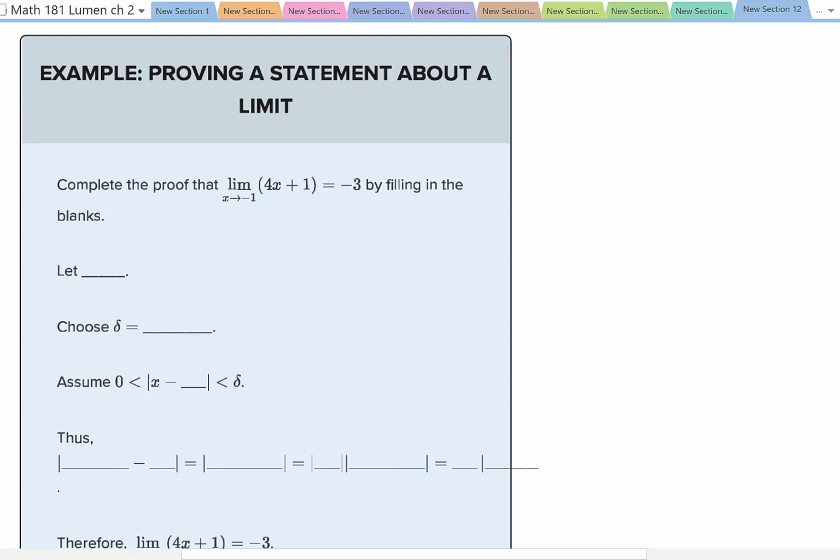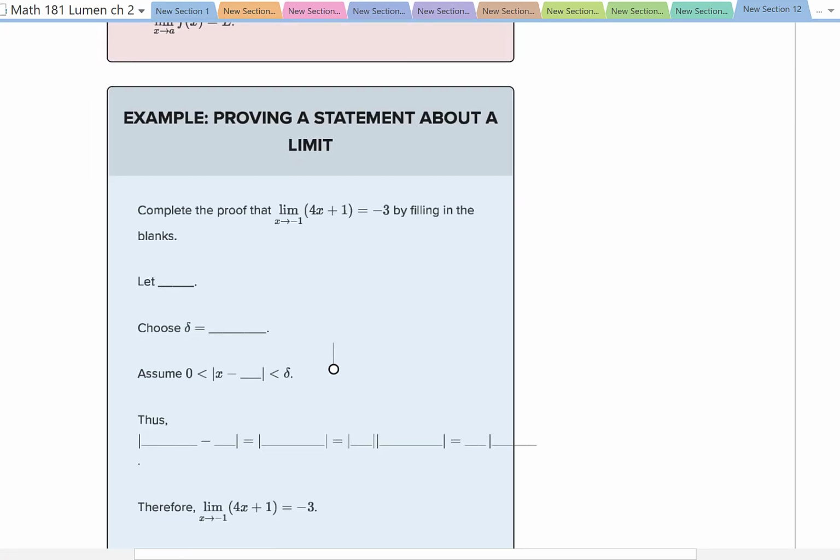We're going to prove that the limit as x approaches -1 of 4x plus 1 equals -3. So again, we start with our let epsilon. I got a dead spot on my screen, so I got to write this in the non-dead spot. Epsilon greater than 0. And we're going to choose our delta equal to something. We haven't figured that out yet. And assume that 0 is less than the absolute value of x minus -1 less than delta. And so, by the way, the absolute value of x minus -1 is x plus 1 is less than delta.